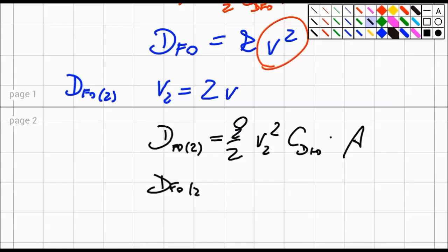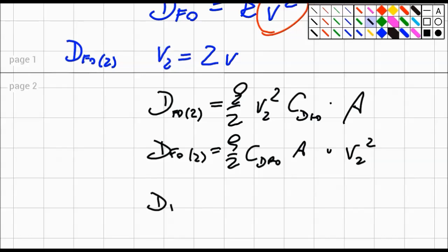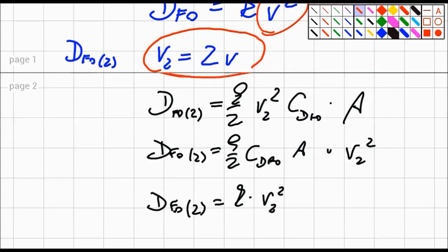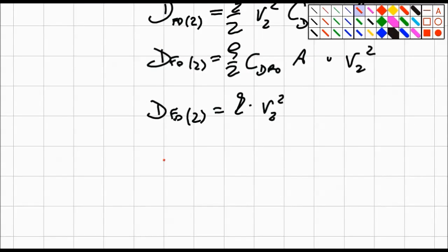Now I can rewrite this again. D_form2 equals ½ρ C_DFO times A times V2², and I can use the same definition as above. K is ½ρ C_DFO A. Nothing has changed. So my D_FO2 becomes K times V2². Yeah, very simple. I simply replaced V by V2. And now I do the important step and say my V2 equals 2V. It's twice as much as my original speed. So I go down here and replace V2 by 2V. D_FO2 equals K. Nothing has changed.